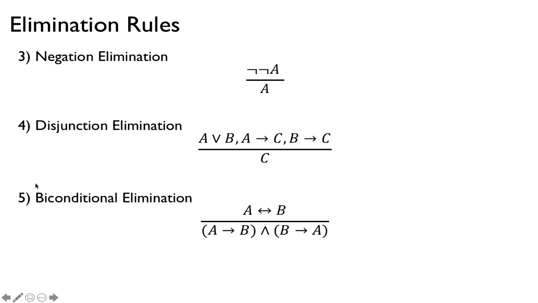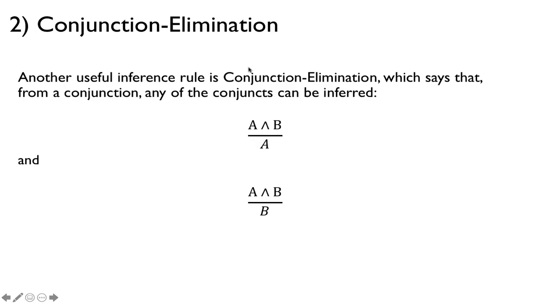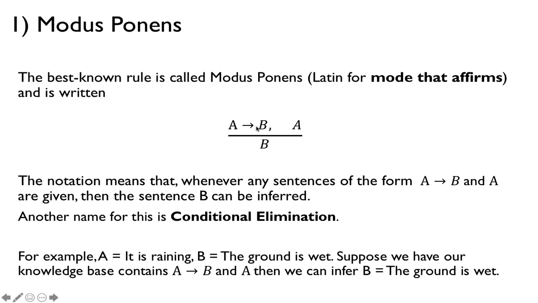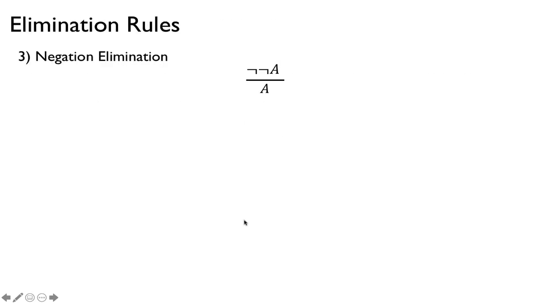Here's another elimination. It's called biconditional elimination. If I have a biconditional, A biconditional B can be eliminated by saying A implies B and B implies A. So that's biconditional elimination. So these are all elimination rules. We try to eliminate this biconditional. We try to eliminate this disjunction. We try to eliminate the negation, and even in the first one, this is eliminating the conjunction, and this is eliminating the conditional. So all these are elimination rules.